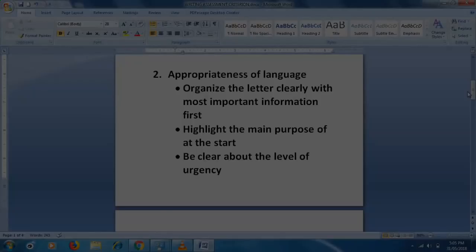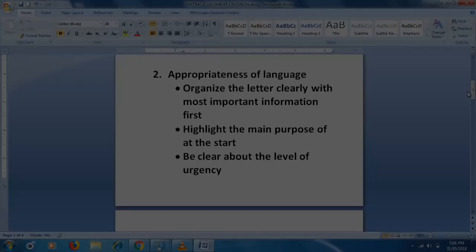So in appropriateness of language, the first thing that assessors want to see is whether you have organized the letter clearly with the most important information first. That means you've got to highlight the main purpose of writing the letter in the very first paragraph. And I've seen many letters in which students tend to again follow a format. They've memorized a way of writing which goes something like this. I'm writing to refer this patient for ongoing management who presented to us in this state and is going to be discharged today. And while this may work in some of the cases, it's not going to be relevant for every task or letter that you get.